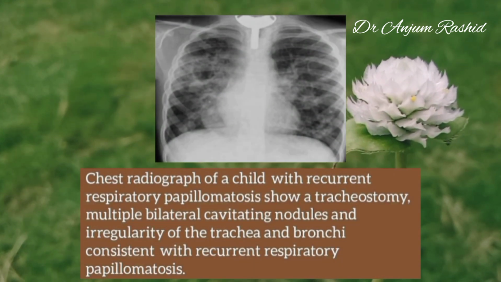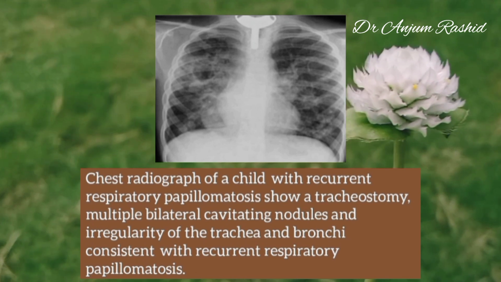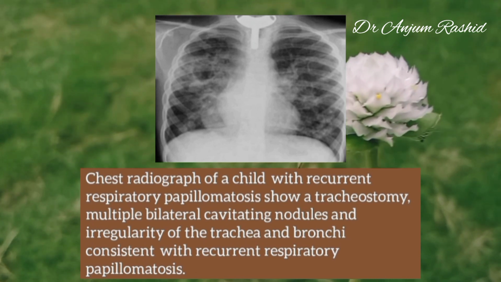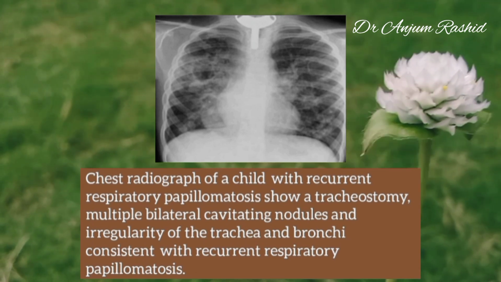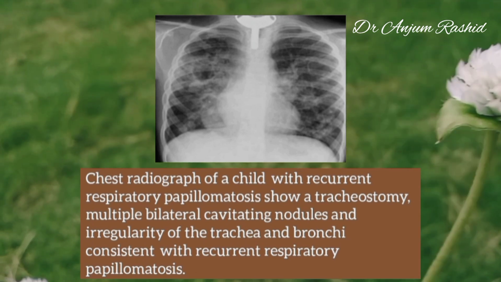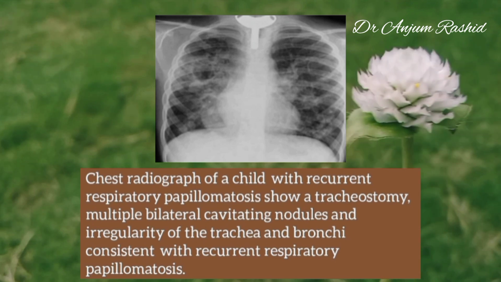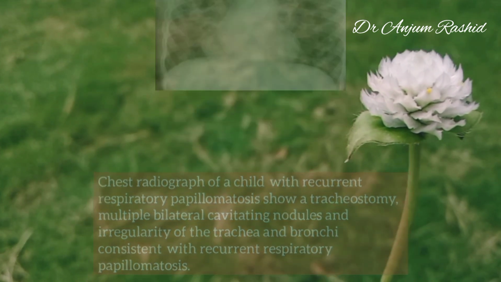Now, chest radiograph of a child with recurrent respiratory papillomatosis. It shows a tracheostomy, multiple bilateral cavitating nodules, and irregularity of the trachea and bronchi. This is consistent with recurrent respiratory papillomatosis.